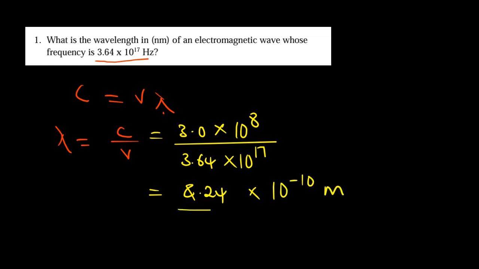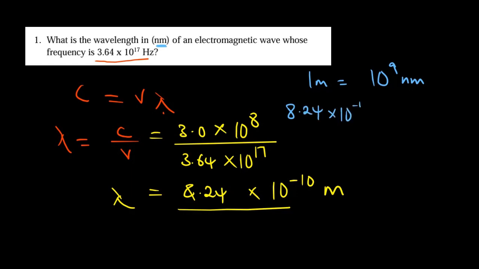So this is the wavelength here, but this is not the final answer, because remember in the question they are saying nanometers, so we have to change these meters into what? Nanometers. We can use a conversion factor there. We know that 1 meter is equal to how many nanometers? It's equal to 10 to the power 9 nanometers. So if we have 8.24 times 10 to the power minus 10 meters, how many nanometers are we going to have there? We can just represent that as x.